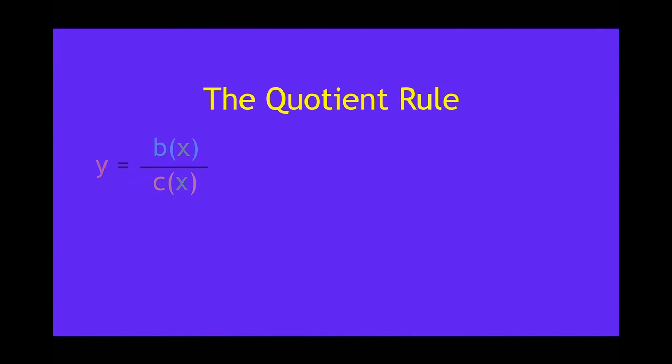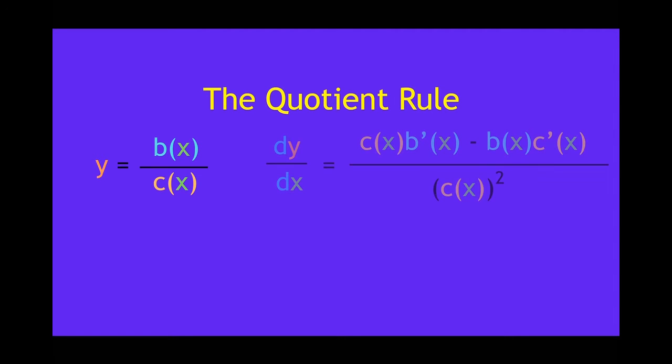After this, let's talk about the quotient rule. So the quotient rule is similar to the product rule, except instead of the product of two functions, it's going to be the quotient. So you're going to have y is equal to b of x divided by c of x. And the derivative of this function would be dy over dx is equal to c of x times b prime of x minus b of x times c prime of x, all divided by c of x squared.